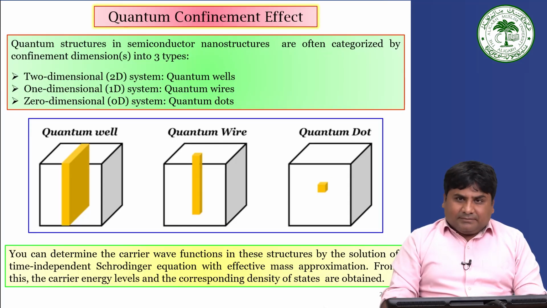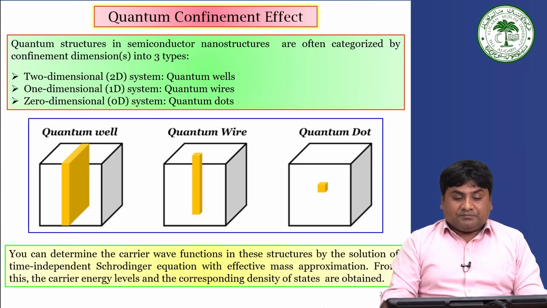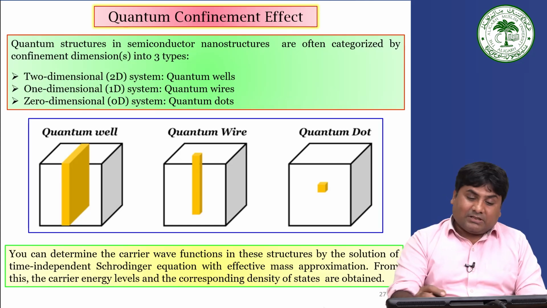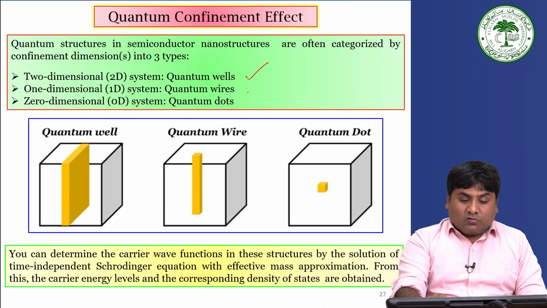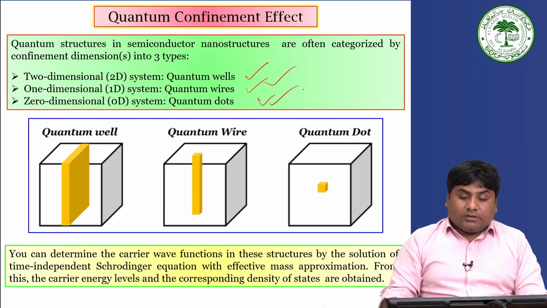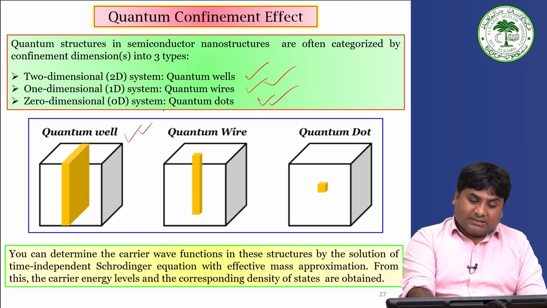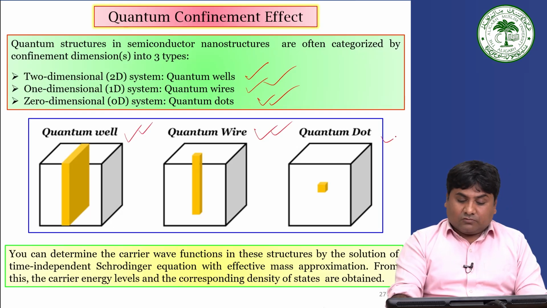Also, you can categorize the quantum confinement effect into three types in semiconductor nanostructures. The first one is quantum wells. This is a two dimensional confinement effect, and this is quantum wires. This is a one dimensional system, and zero dimensional is quantum dots. So you can categorize the quantum structures in semiconductor structure in three ways. The first one is quantum well. You can see the structure. This is quantum wire, and this is quantum dots.